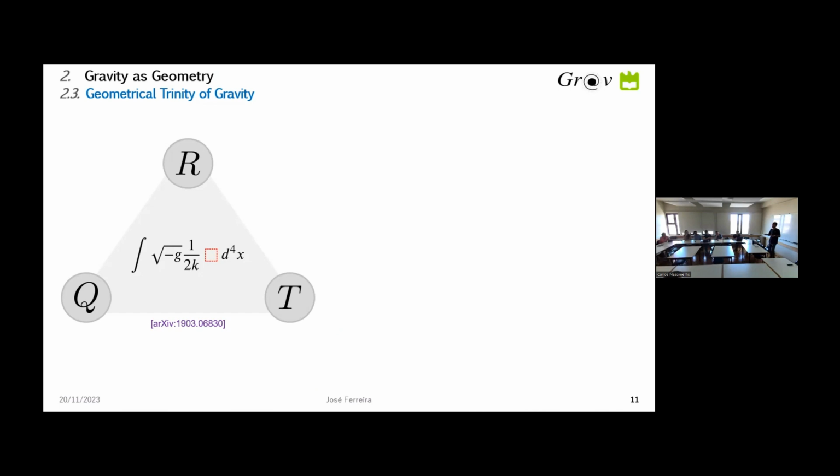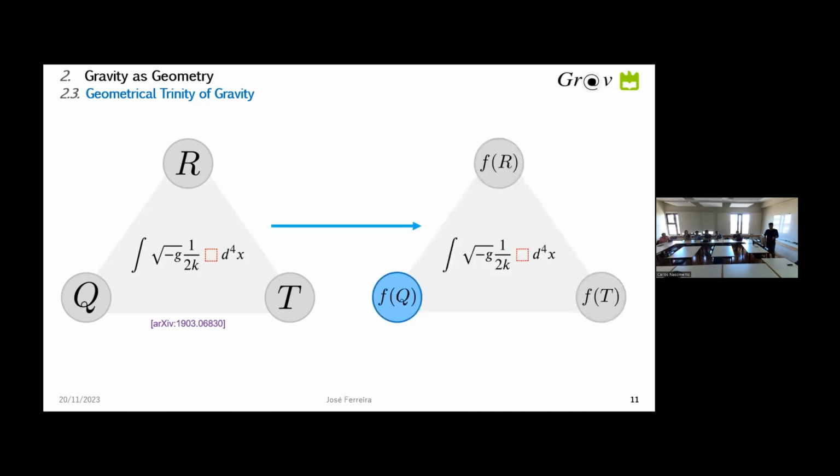However, because we wish to look for modified theories of gravity, we must modify the action in such a way that it diverges from GR. Perhaps the simplest approach one can take is to take the scalar quantities in the action and generalize them to an arbitrary function of themselves, right? So this leaves us with the widely studied class of f of R theories of gravity, also f of T theories of gravity, and of interest to this work, f of Q theories of gravity. It is important to note that in this generalized setting, there is no longer a necessary equivalence between f of R, f of Q, and f of T, although it might happen, as we'll see further ahead, for specific metrics.